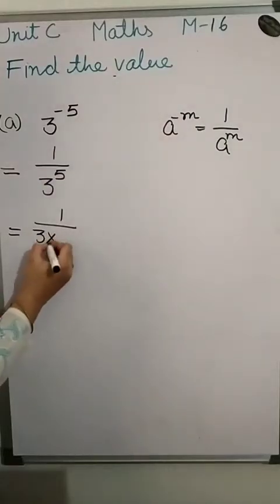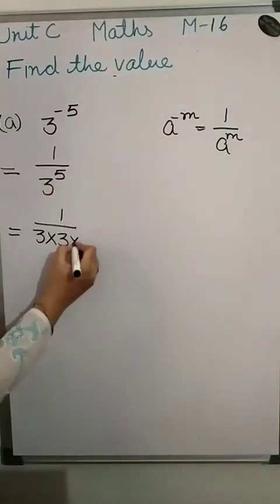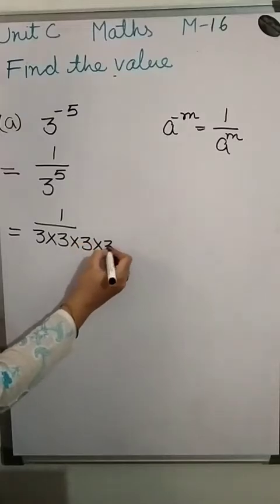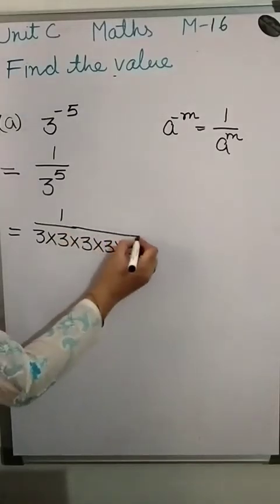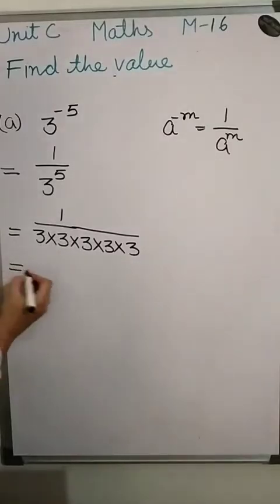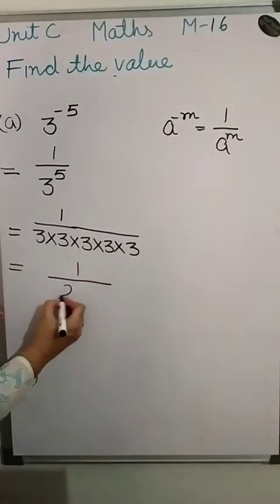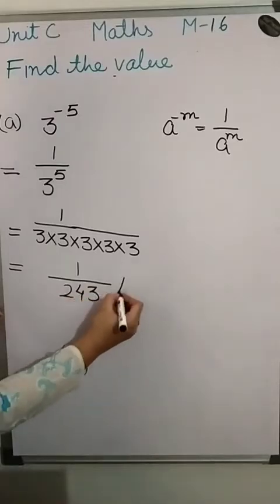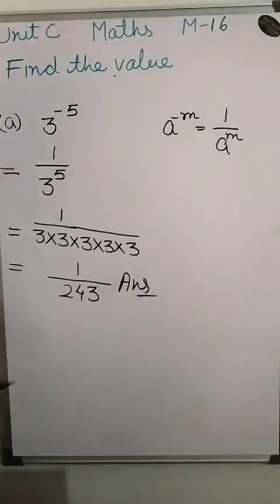we multiply 3 five times. Because 5 is written, that's why I am writing this 5 times. So what is the answer? It's equivalent to 243. So this is the answer. I explain you this question with one more example.